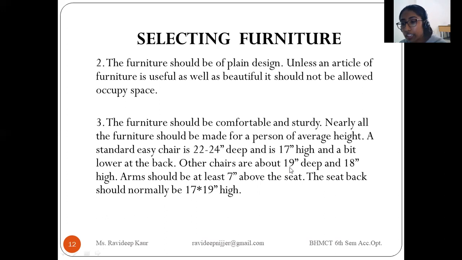The furniture should be comfortable and sturdy. Nearly all the furniture should be made for a person of average height. A standard easy chair is 22 to 24 inches deep and 7 inches high and a bit low at the back. So here is an example of how a chair should be of a comfortable size so that a person of every height or size could sit properly and be comfortable. And the chairs and the other furniture should be comfortable enough and sturdy. Then the seat back should normally be, and this is the dimensions and the length of the chairs, an example of the standard chair sizes.